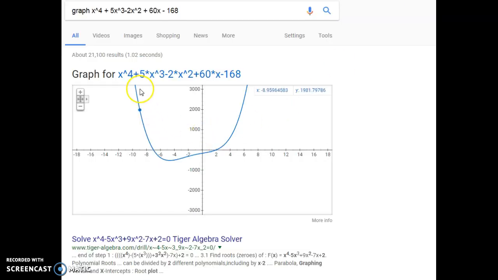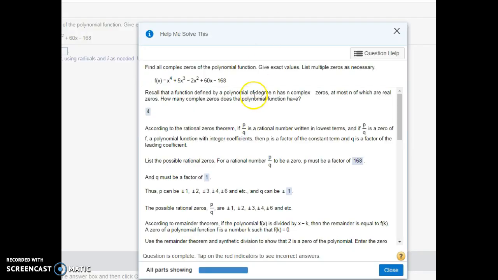And looking at the graph, though, it only crosses twice. So it looks like there's going to be 2 real zeros, and then 2 of them are going to be complex zeros or imaginary numbers. And so to find those real ones, we're going to use the rational zeros theorem, where we're going to write those real zeros as a fraction.